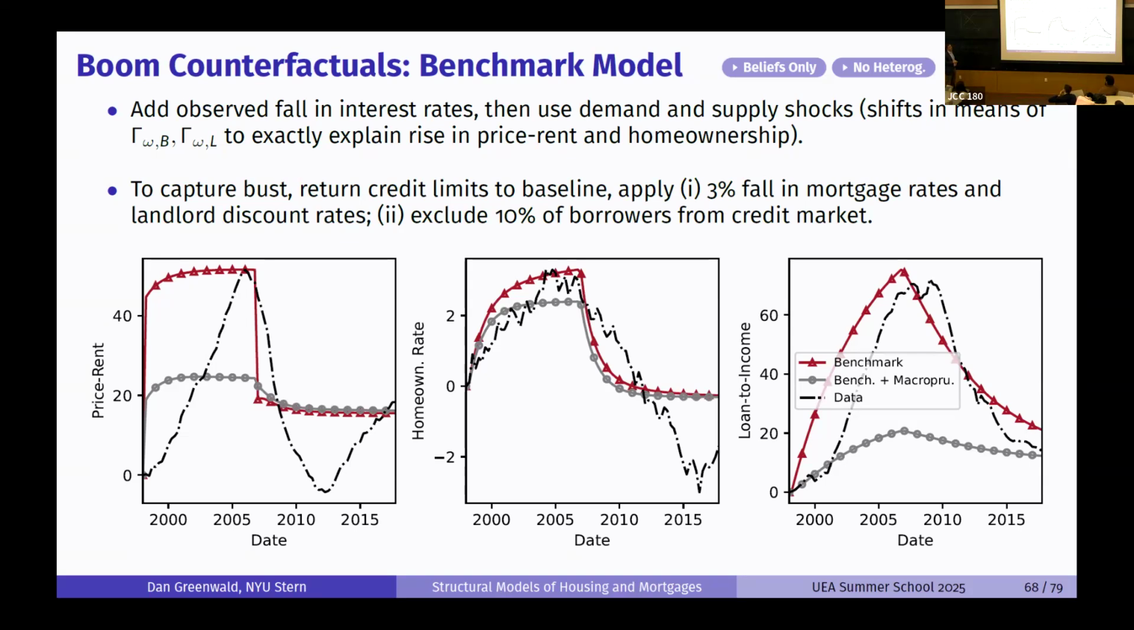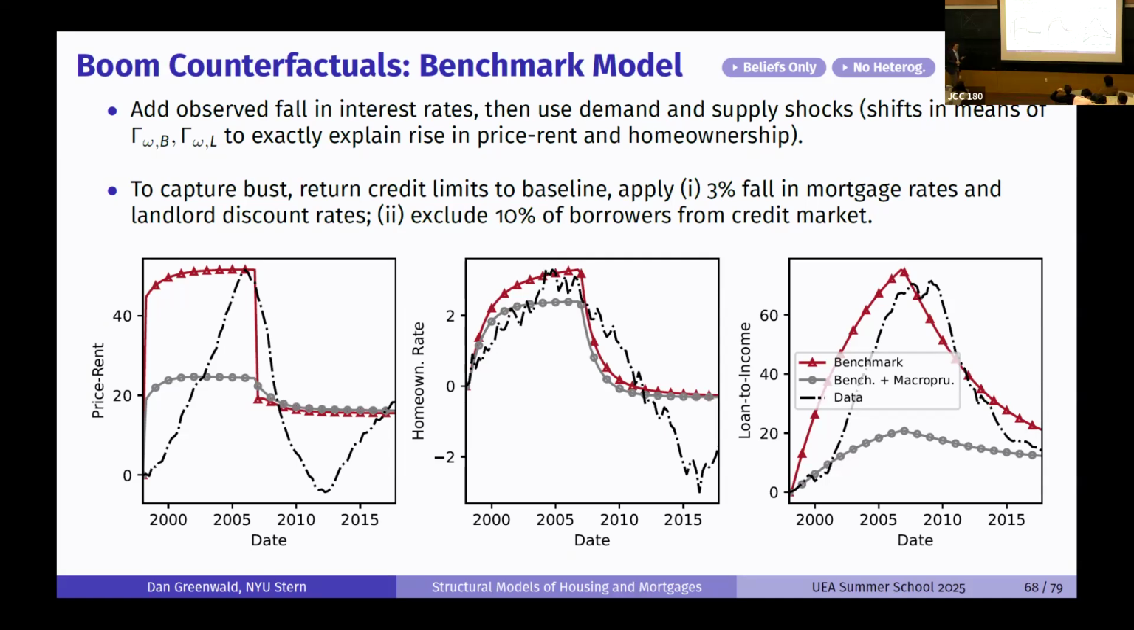just don't relax credit conditions. Okay, and you can see it's killing about half the boom in price rent ratios like before, but it's also massively decreasing the amount that people borrow, right? Both because the credit limits are not increasing, but also because house prices are going up much less. So you can see, even though we're not relaxing credit limits here, there is some more borrowing just because house prices are going up because of over-optimism and low rates, but it's massively dampened.